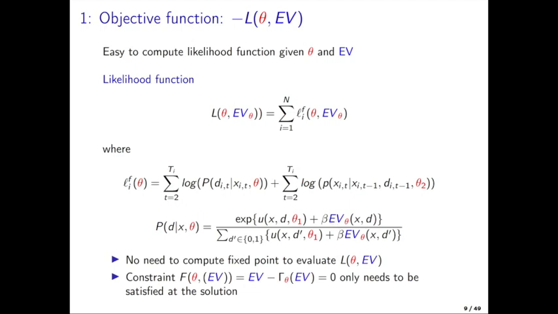So EV here is being held fixed, as opposed to the case where you have the nested fixed point algorithm, where you would have to take into account that this is an implicit function. So this is all zero. It's very easy to differentiate this thing.